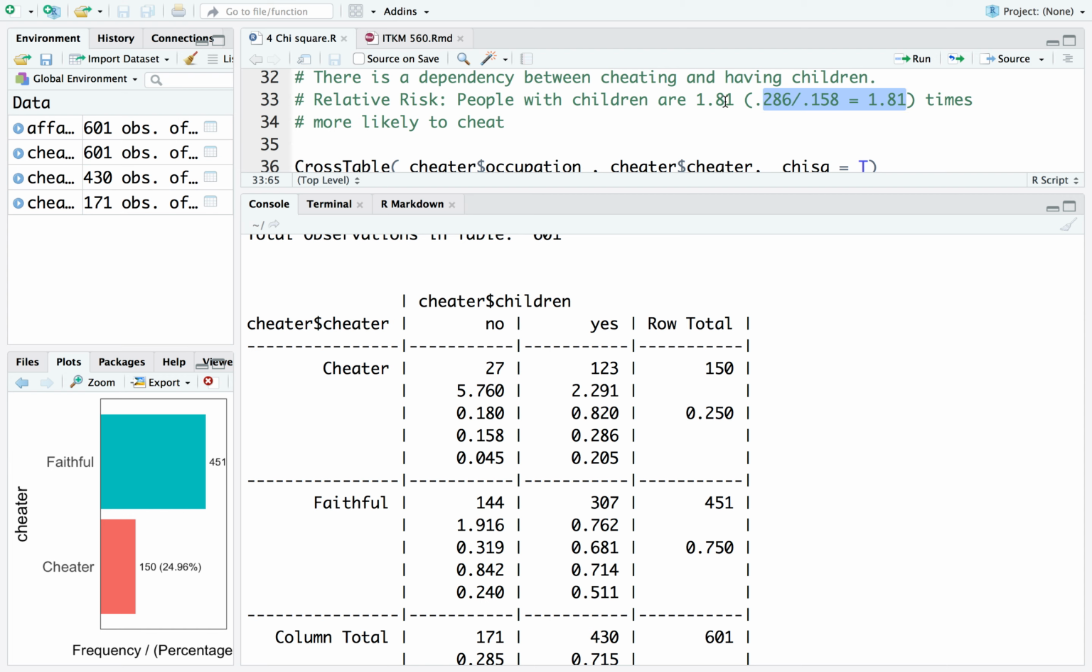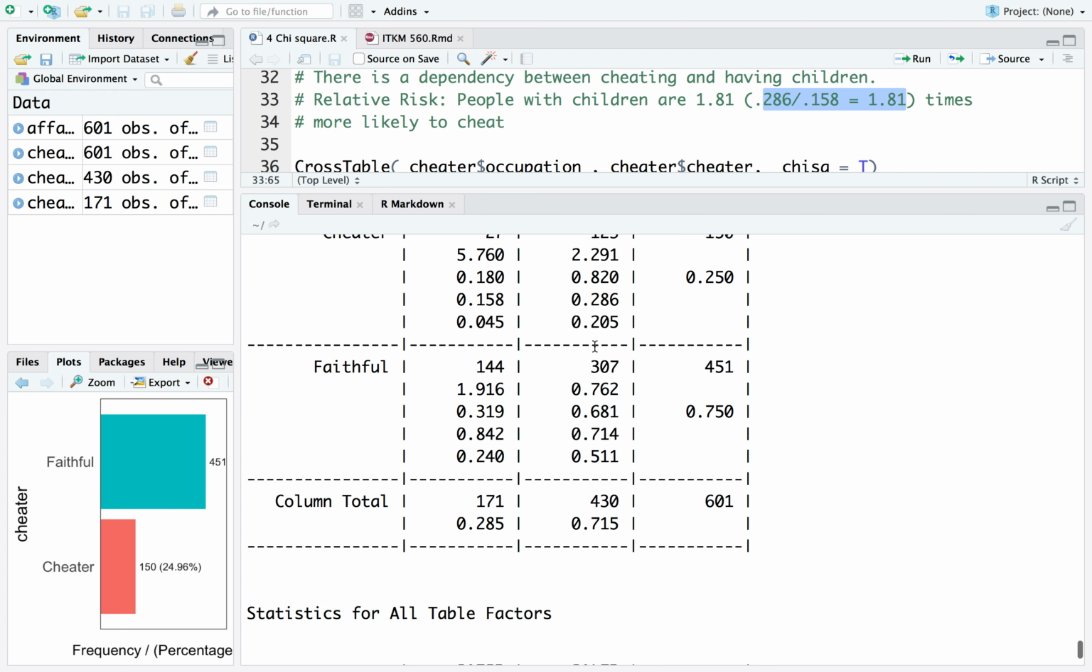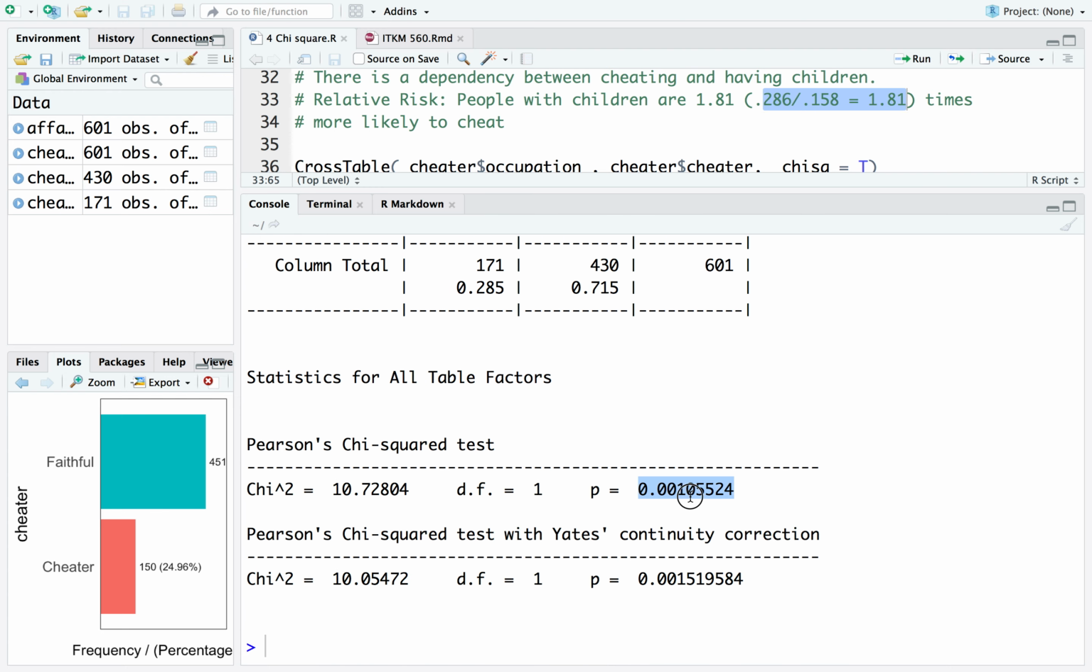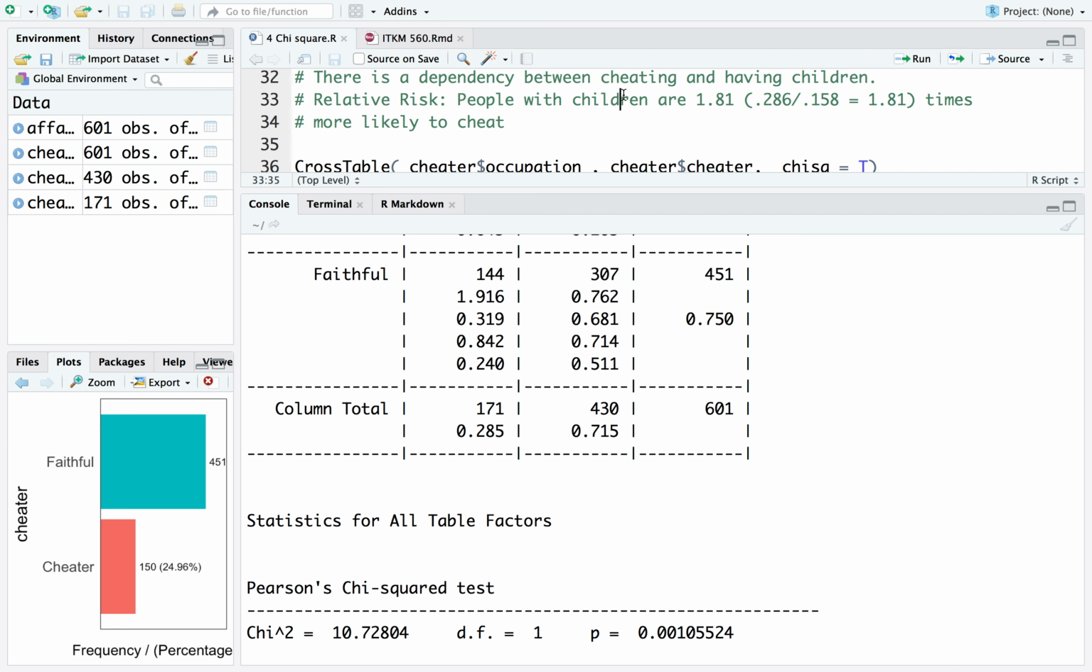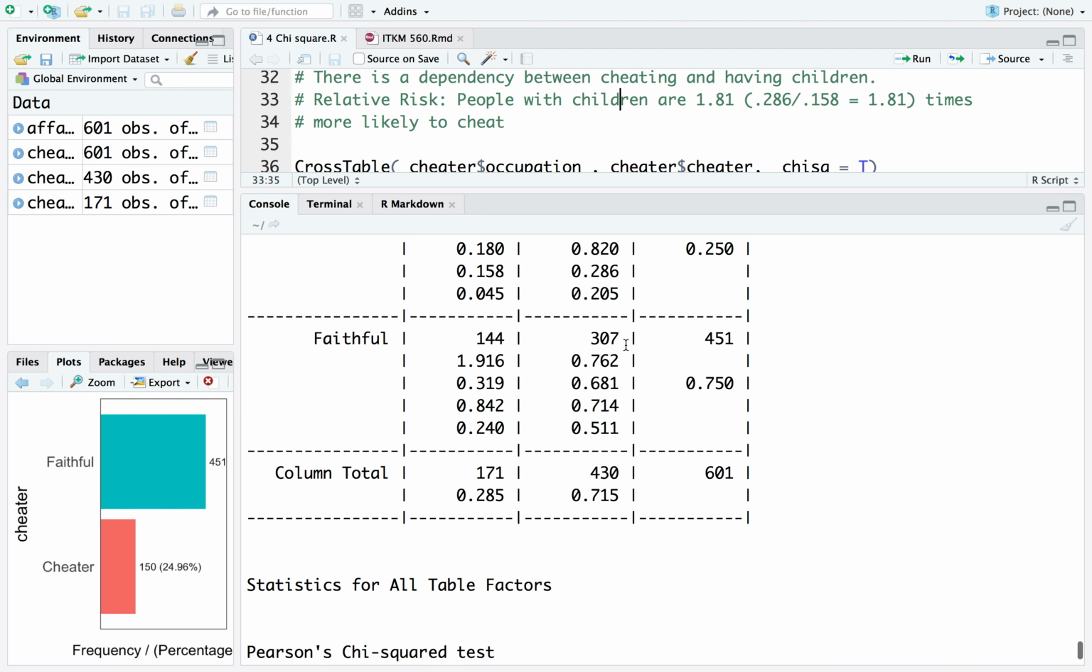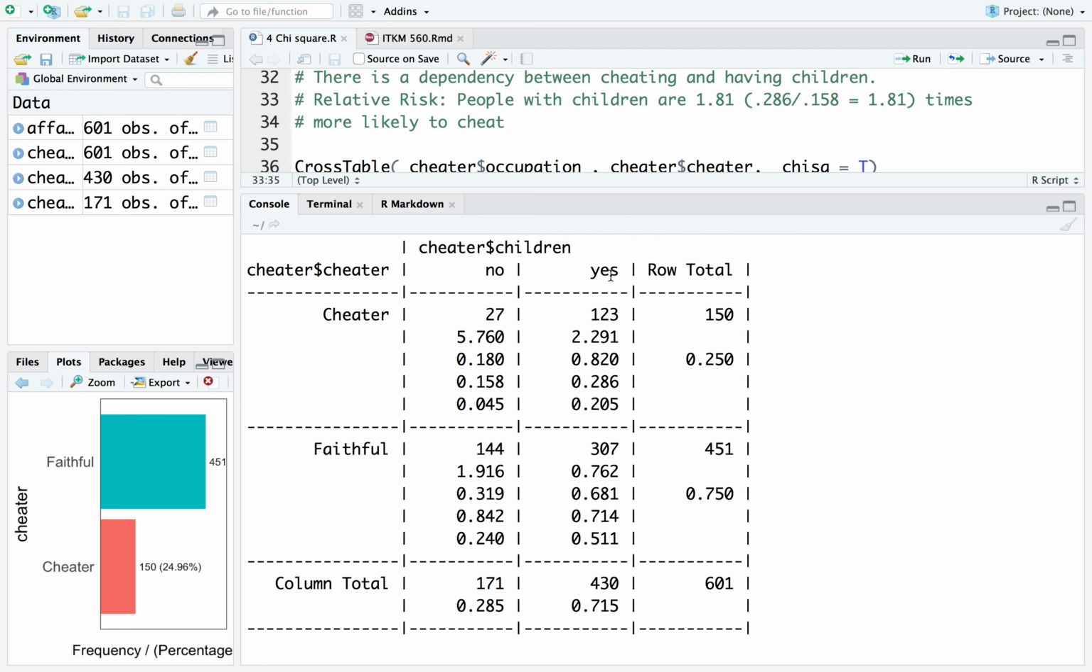Interesting statistic there. So now I have a dependency. I know that there's a dependency because of the p-value. And then I can also express how the dependency affects with or without being exposed, in other words, being exposed to children, having children. So I can also give a magnitude to it of 1.81. In other words, 80% more likely to cheat if you have children. Okay.